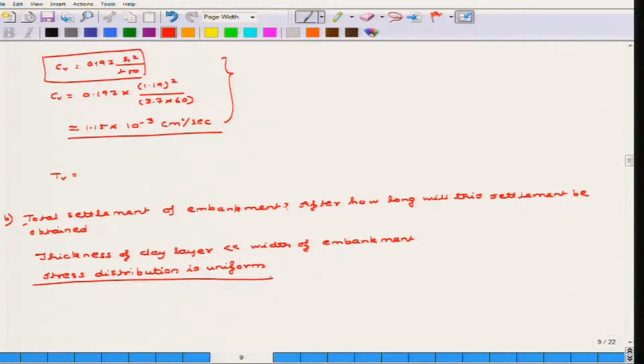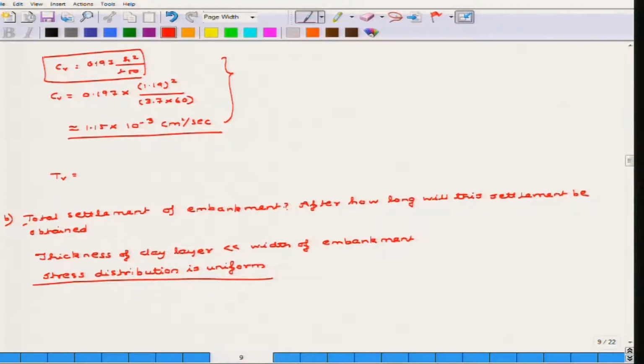This is a very important thing. If the stress distribution is non-uniform, then we will see how the settlement is evaluated for the different stress distributions. In that case, you have to either divide the sections or adopt some other method in order to find the stresses at different levels.